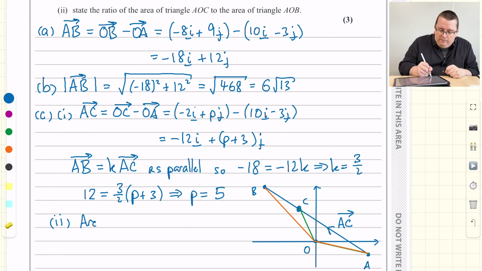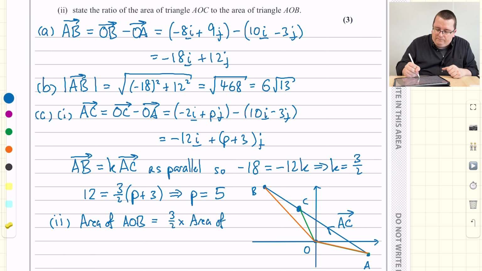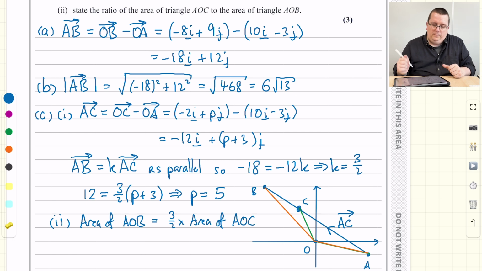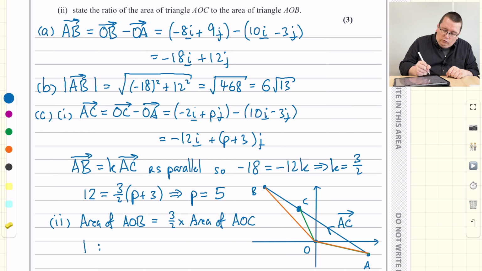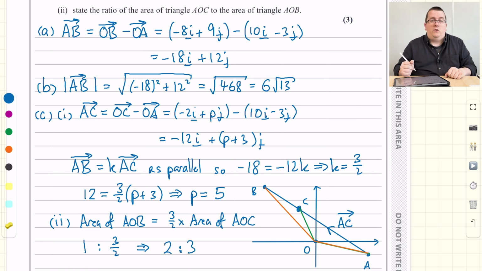So area of AOB equals 3 halves times the area of AOC. Okay, so that means that the ratio is 1 to 3 halves, or you can multiply both sides by 2, and so it's 2 to 3.